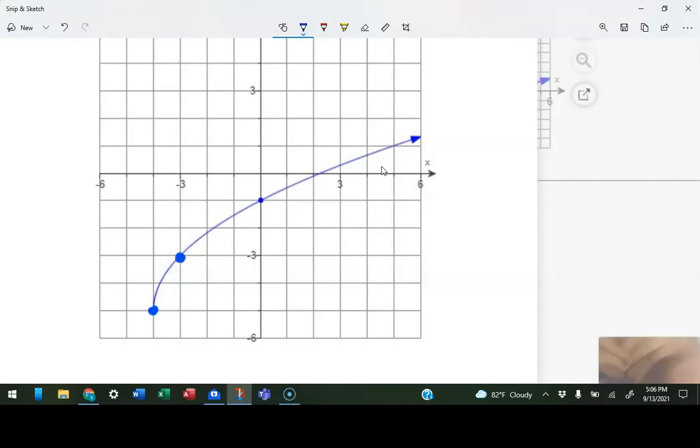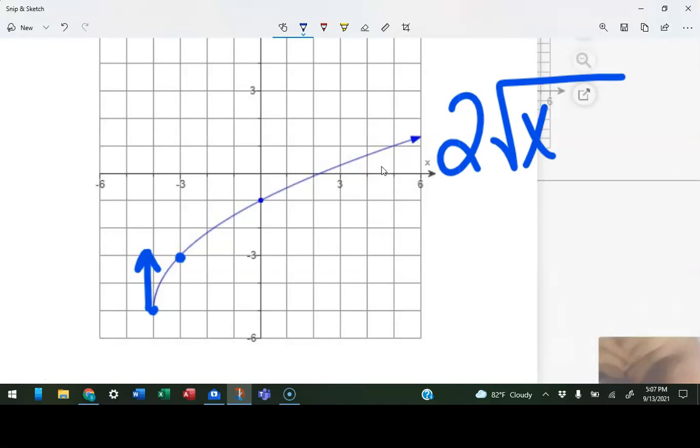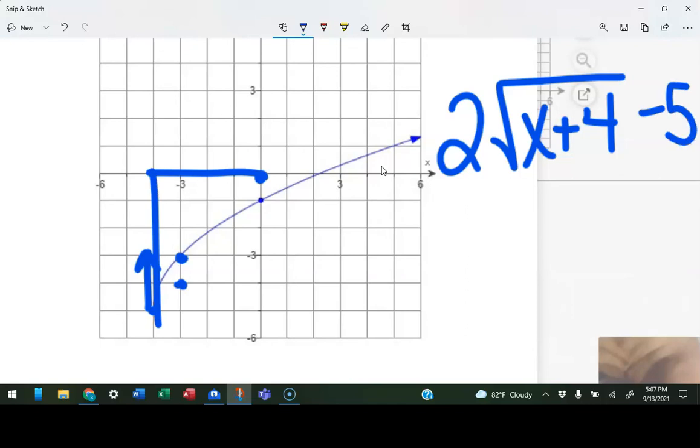So what is my vertical stretch? Your vertical stretch is 2 units instead of 1 unit. Okay, so now you have a coefficient of 2 and then root x. So instead of being right here, you actually went up 2 units instead of 1 unit. And so you've got a coefficient of 2. And then where did I go from here? I went to the left 4 units, so that's going to be plus 4. And then what did I do? I went down 5 units, so there's your minus 5.